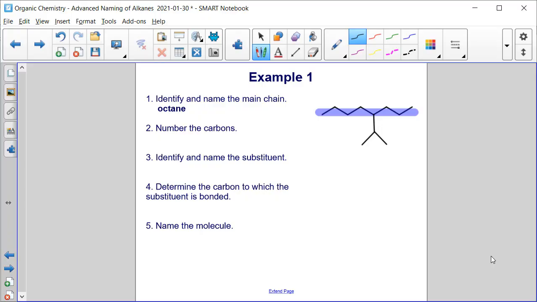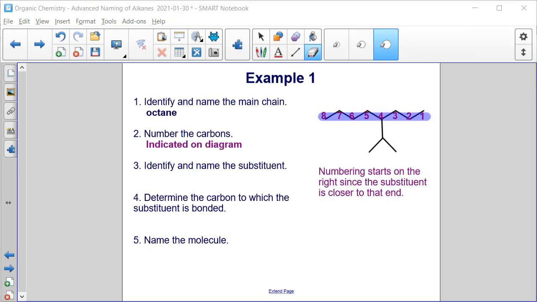From here, we have to number the carbons. So you can see we have one substituent group coming off of this carbon right here, and we want to start numbering from the end that's closer to it. So if I start from here, I get 5 carbons away from that end. If I start here, I get 4 carbons away from the right end. So that's the end we want to start our numbering from. So we'll say 1, 2, 3, 4, 5, 6, 7, 8. Indicated on the diagram is the numbering from the previous slide. And again, as a reminder, the numbering starts on the right since the substituent is closer to that end.